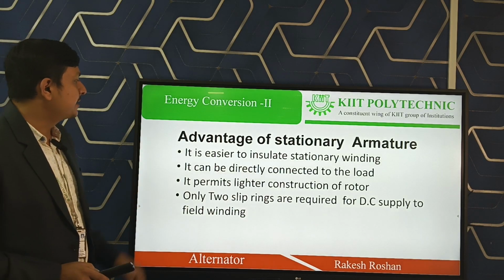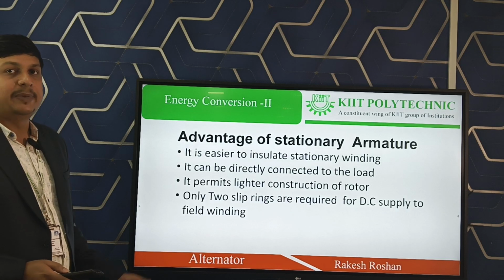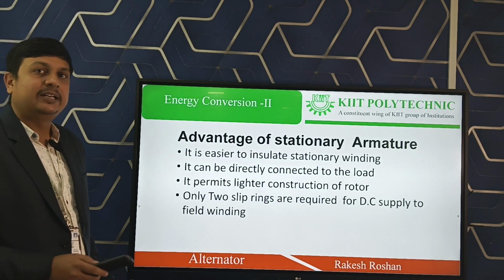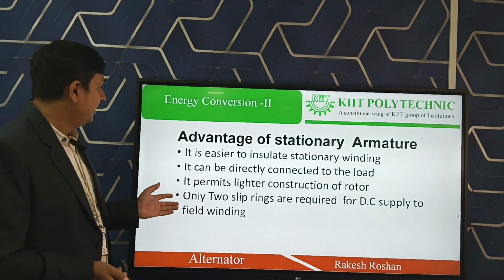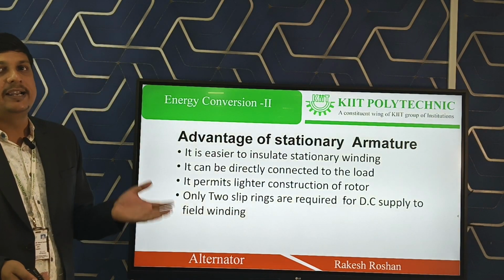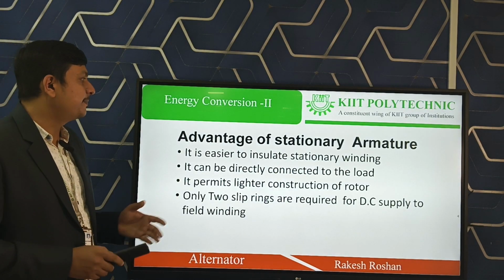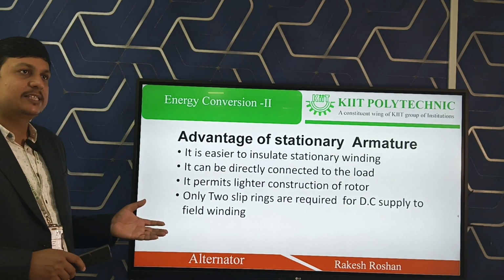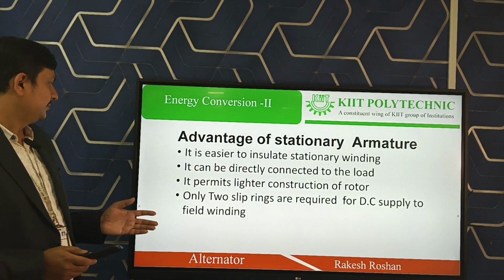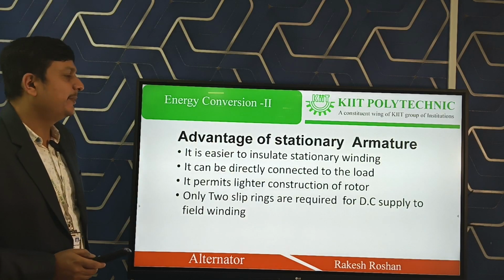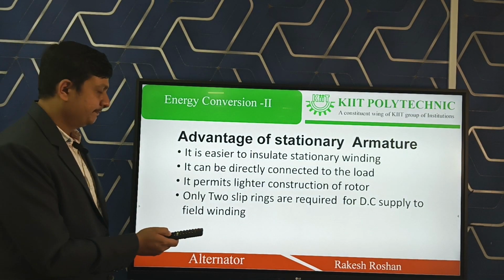The third point is that it permits lighter construction of the rotor. Obviously the rotor is supplied by a DC source, and comparatively the field requires less power, and the field is placed in the rotor. For less power, the size of the rotor will be lighter, and only two slip rings are required for the DC supply to the field winding.